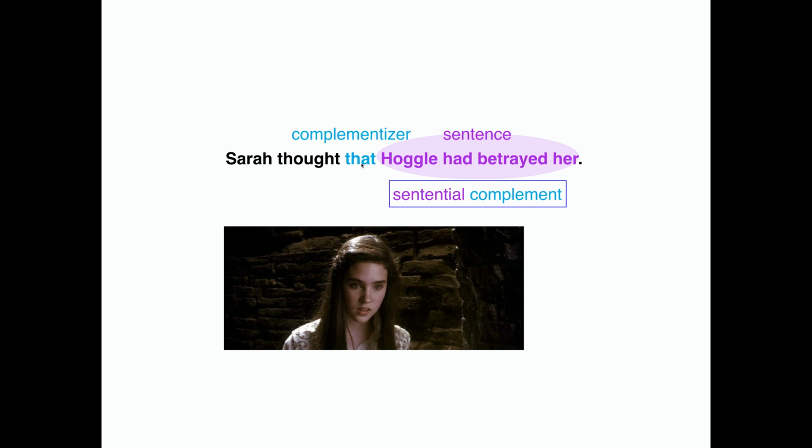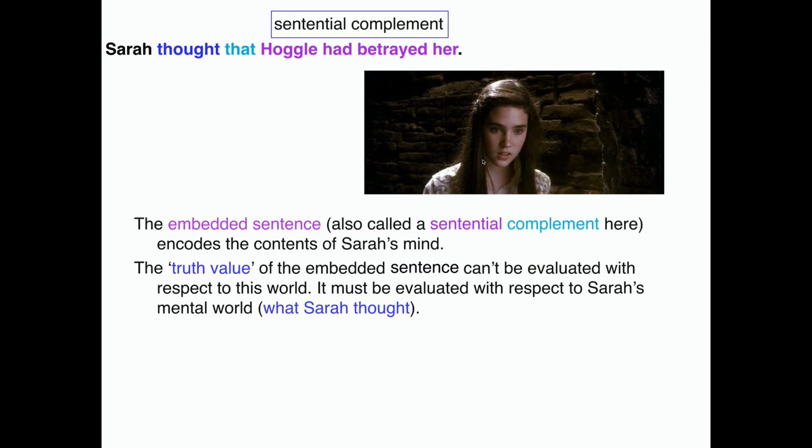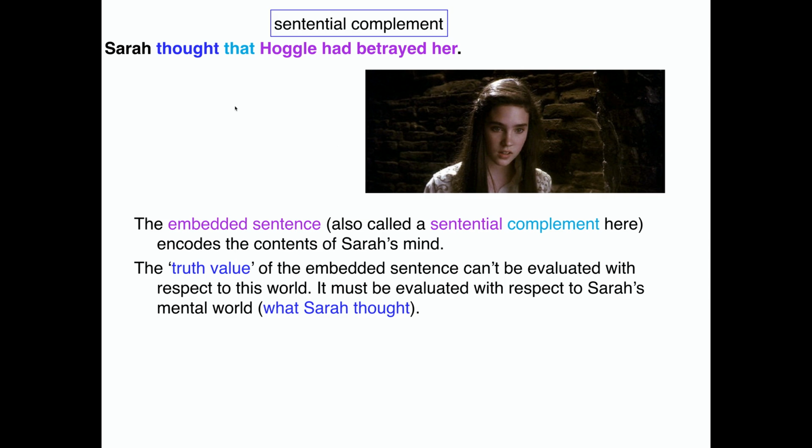And in English, in this case, for example, we don't actually have to have the complementizer that. We can just say Sarah thought Hoggle had betrayed her, and that's okay too, right? This is still a sentential complement. Now, the thing about the sentential complement, the embedded sentence, if you will, is that it encodes the contents of Sarah's mind, right? It's like what Sarah is thinking.